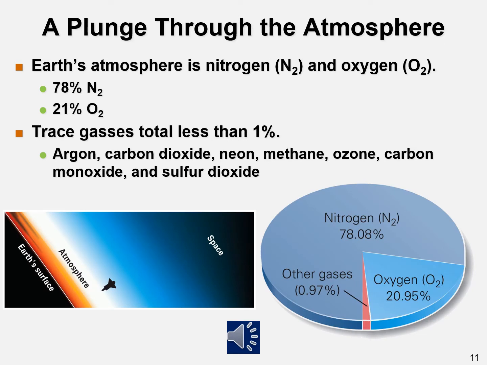When our spaceship descends to an elevation of 600 kilometers or 370 miles, it encounters the Earth's atmosphere. 99% of the Earth's atmosphere is nitrogen and oxygen, N2 and O2. 78% of our atmosphere is nitrogen and 21% is oxygen, or O2. Trace gases total less than 1%. The trace gases are argon, carbon dioxide, neon, methane, ozone, carbon monoxide, and sulfur dioxide.